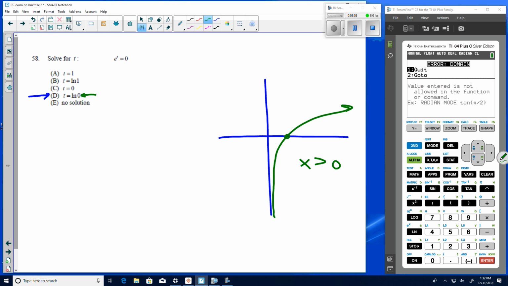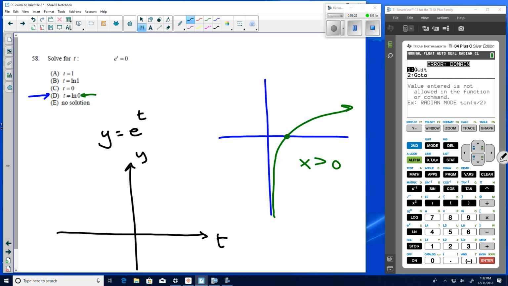So what's going on here? We have this exponential graph. y is equal to e to the t. Let me go ahead and graph that. This now is my t-axis. This is my y-axis. And the exponential graphs look like this, right? Passing through the point (0, 1). And the question is, where does this thing equal 0? Where does e to the t equal 0?